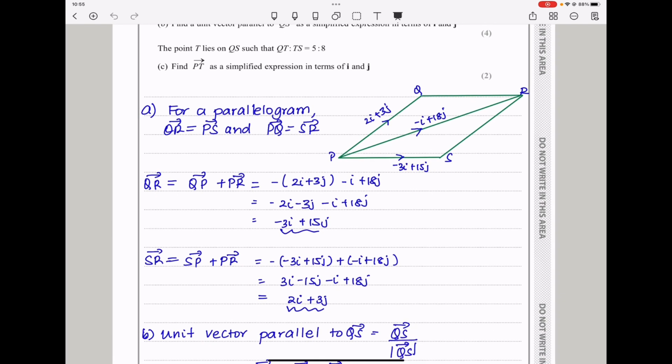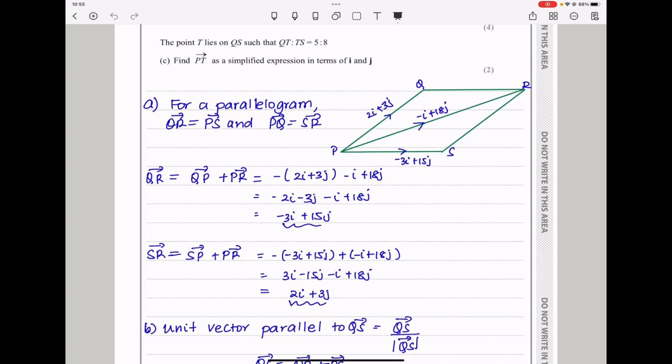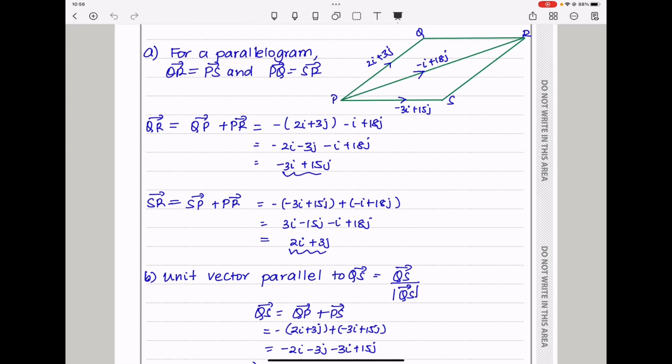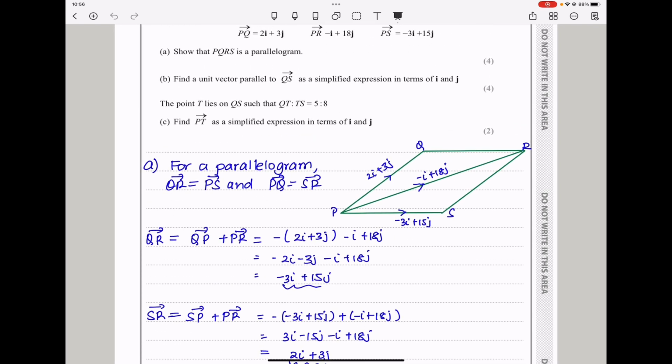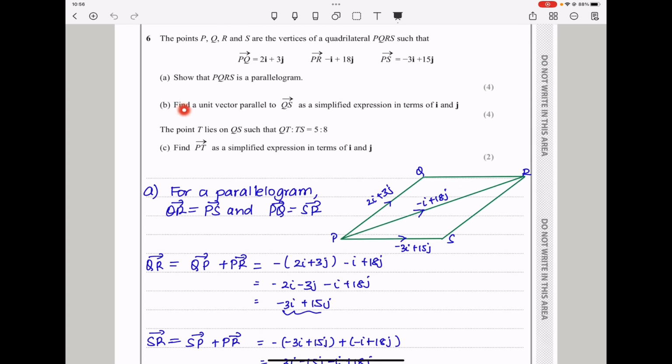The next part was for me to find vector SR. Vector SR should be SP plus PR. And again, this is going to be the negative of that. So we get the negative of vector PS plus -i + 18j. And that gave me 3i - 15j - i + 18j, which gave me 2i + 3j. We can see this is the same as vector PQ, and therefore this is a parallelogram because the sides, or the parallel vectors, are equal. So it's a parallelogram.